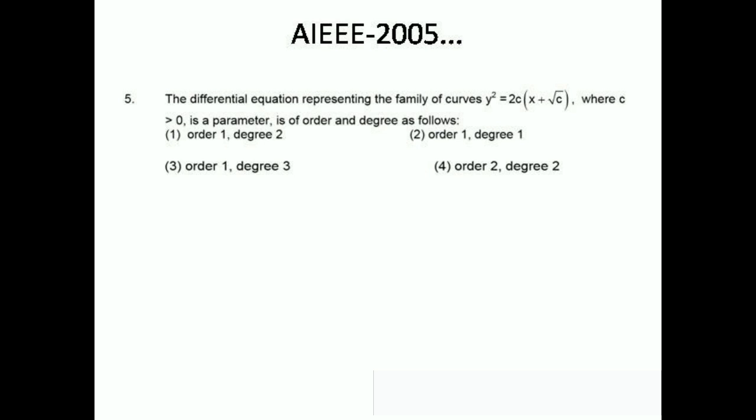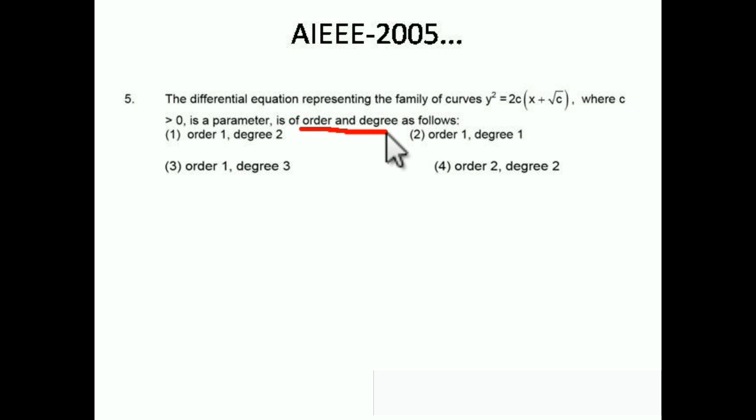Let's see one more. This is from AEEE 2005, from differential equations. The differential equation representing the family of curves y square is equal to 2c into x plus square root of c, where c greater than 0 is a parameter, is of order and degree as follows. This is the same type of sum we solved in the previous video. We have to find out the order and degree of the differential equation.